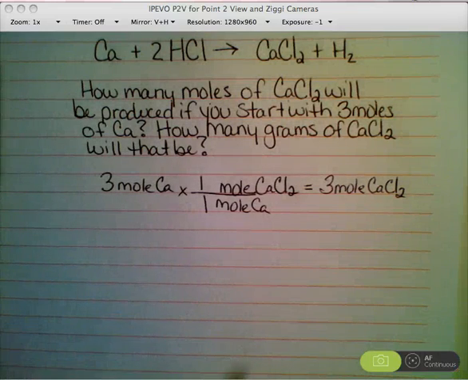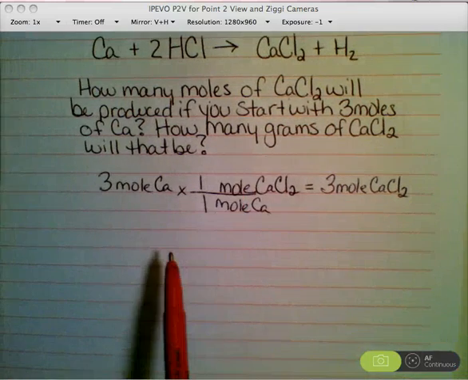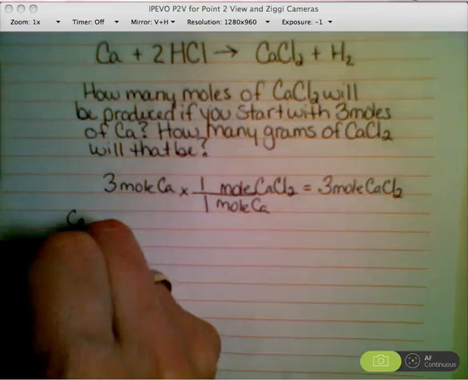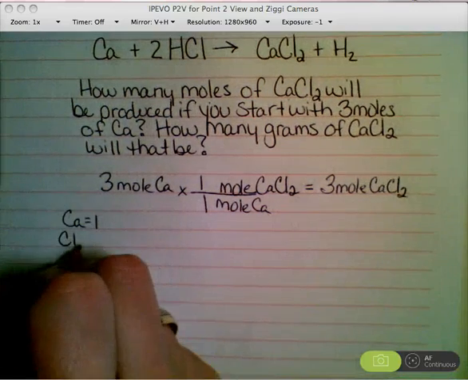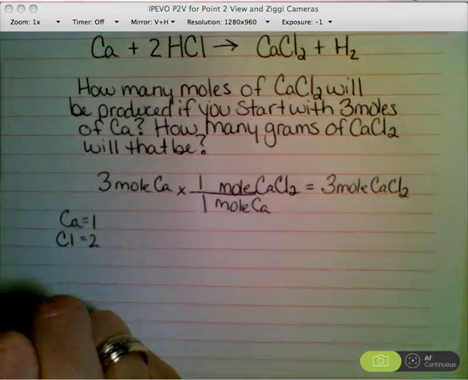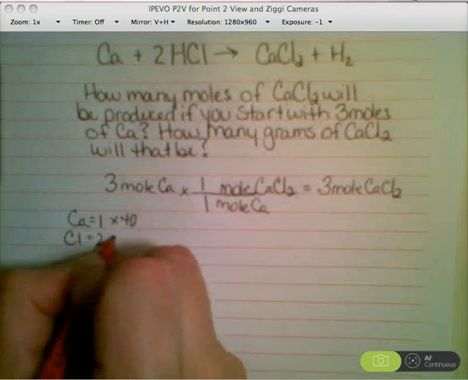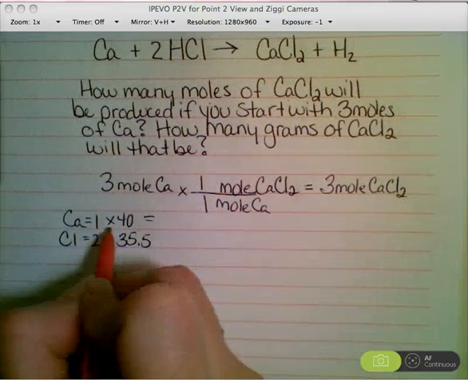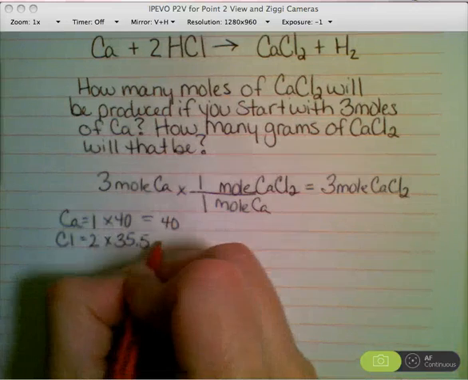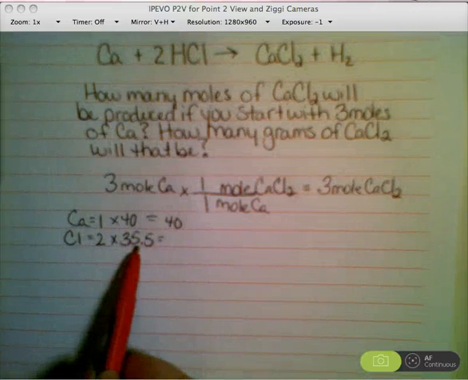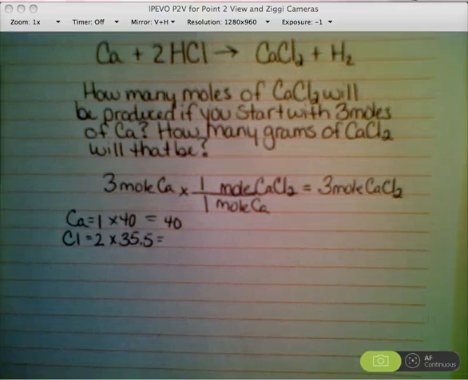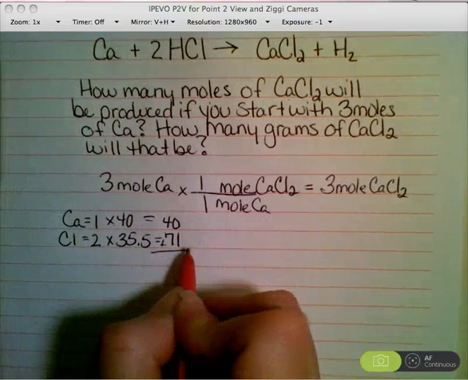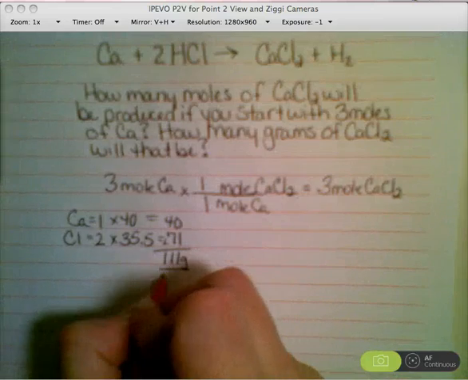The second question is then asking, how many grams of calcium chloride will this be? Well, I know that on calcium chloride, there is 1 calcium and 2 chlorines. Each calcium has a mass of 40 grams per mole, and each chlorine is 35.5 grams. So 1 times 40 is 40, and 35.5 times 2 is 71. Add these together, and I get a total of 111 grams for every 1 mole.